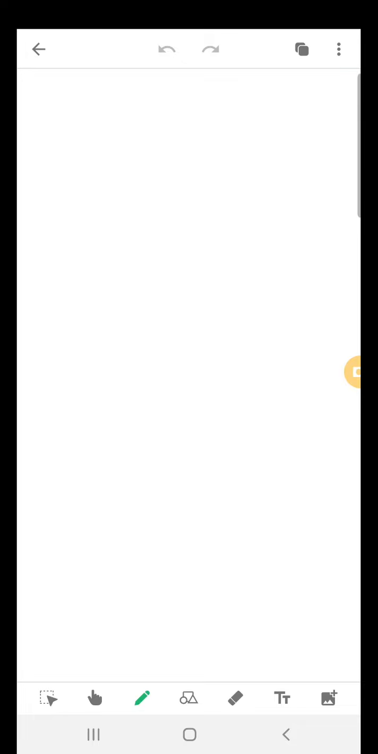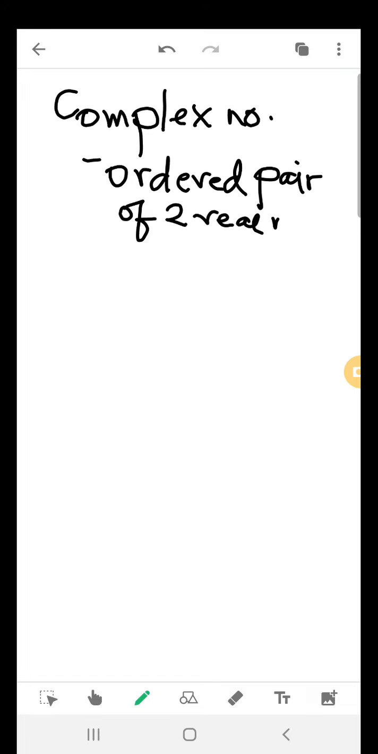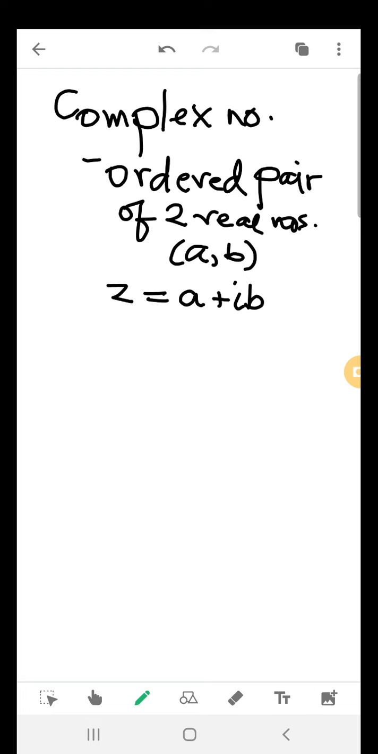Hello students, so continuing our lectures on complex analysis. Now what we have previously discussed is that a complex number is an ordered pair of two real numbers, like a, b, so that makes a complex number z equal to a plus ib, and a complex variable is actually an ordered pair of two real variables.